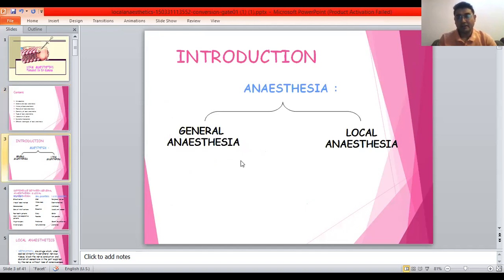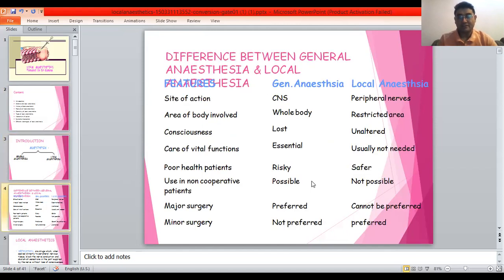First of all, as we talked about in the previous lecture, anesthesia is generally divided into two kinds: general anesthesia and local anesthesia. We talked about general anesthesia. Today, we would like to talk about local anesthesia. We had the table of contents, yeah? And what is the difference between local anesthesia and general anesthesia?